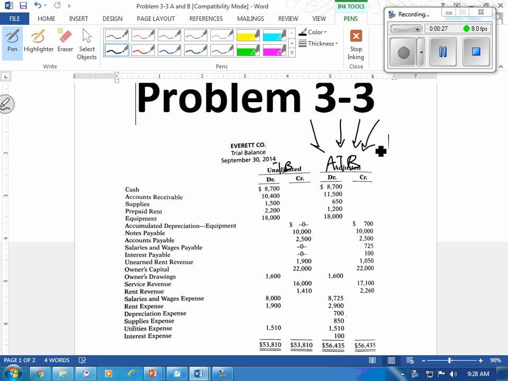It is not going to go well for you on the test if you build all of your financial statements from the unadjusted. You would have all of it, well, most of it wrong. So the adjusted trial balance is what you build the financial statements from.